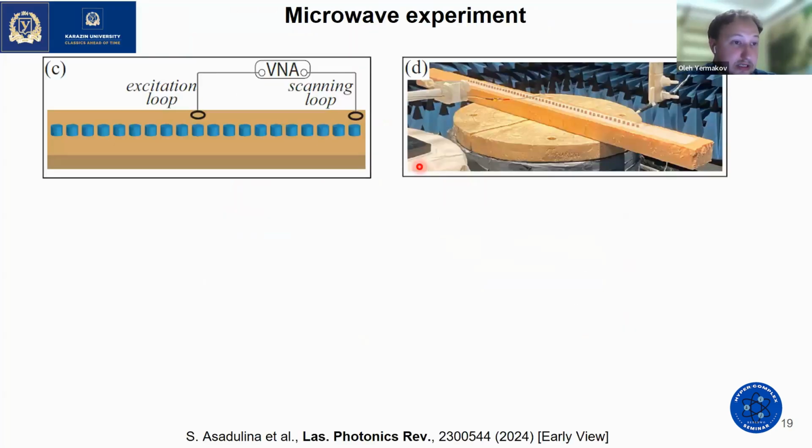And to prove these results, to verify them, we do the following experiment. We make the chain of ceramic cylinders in microwaves. We excite the waves here using some loop acting as a vertical magnetic dipole, and use the same loop for scanning the field. And then we apply two-dimensional Fourier transform to retrieve the isofrequency contours and dispersions.